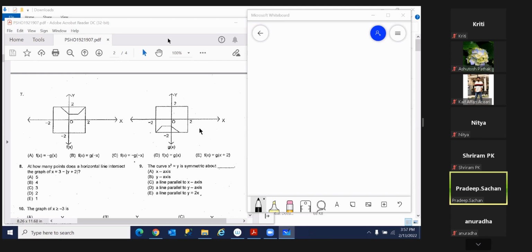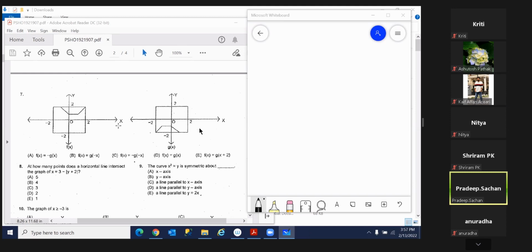So 7C is the correct answer. Everybody got C or any doubt? Sir, is D and C option same? No, no. A and C are totally different. Here it is saying fx is equal to gx, meaning you are saying that fx and gx functions are the same, but fx and gx are not the same, right?